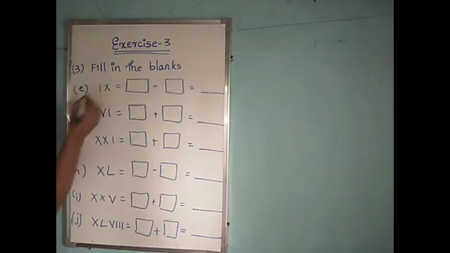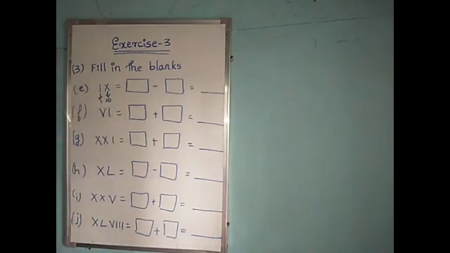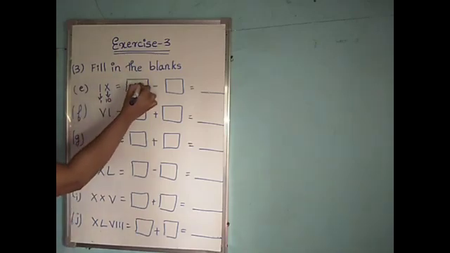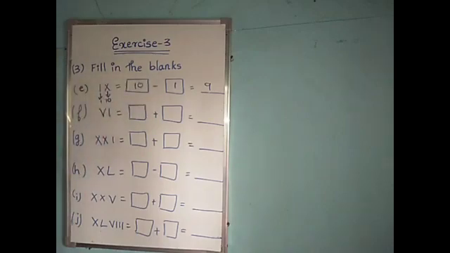Next E1. I is the symbol of 1 and X is the symbol of 10. Here I is the letter of smaller value and X is the letter of greater value. Here letter of smaller value I is written to the left side of letter of greater value. So what we have to do? We have to subtract 1 from 10. So 10 minus 1 is equal to 9. So IX is equal to 9.